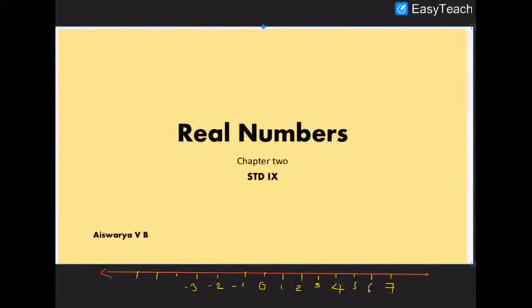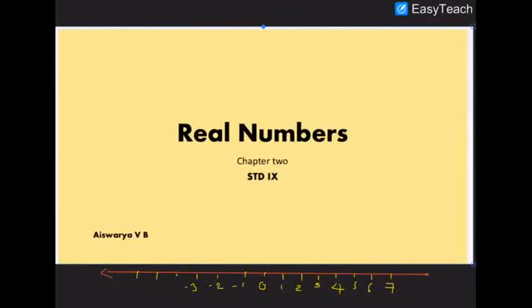Today we are going to discuss 9th Standard Maths Chapter 2. Chapter name is Real Numbers. So we are going to discuss about real numbers. So number system. So what is a real number?